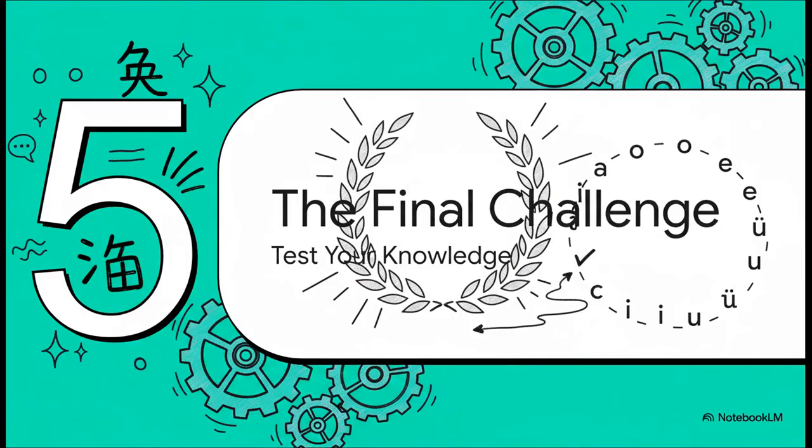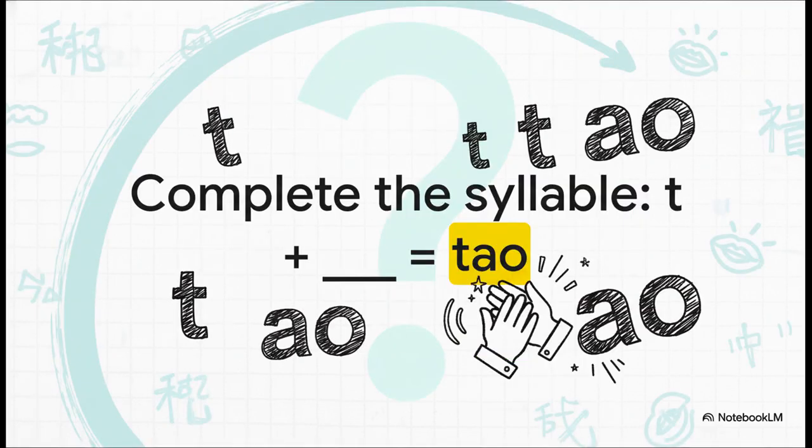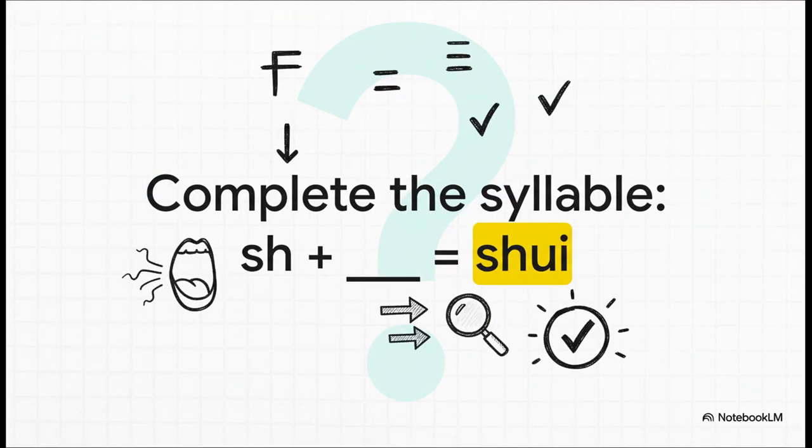You're doing awesome. You've learned the parts, you've practiced combining them, so I think you're ready to put your new skills to the test in our final challenge round. This is where the rubber meets the road. We're going to do a quick-fire round of questions to see what you've learned. Ready? Let's do it. First one up, T plus what gives you tau? The missing piece is the final ow.